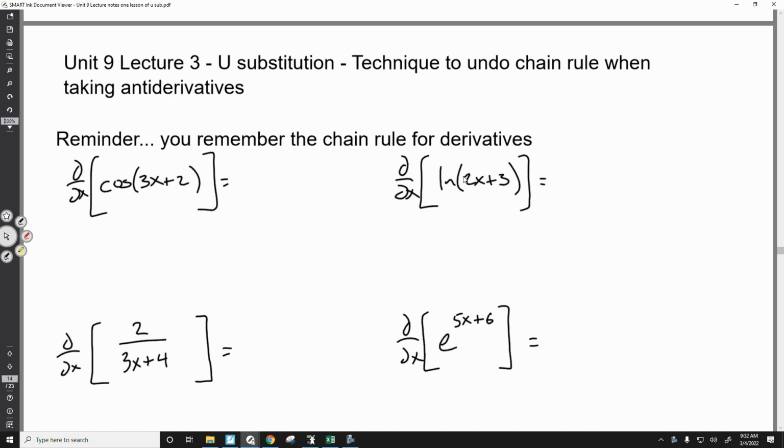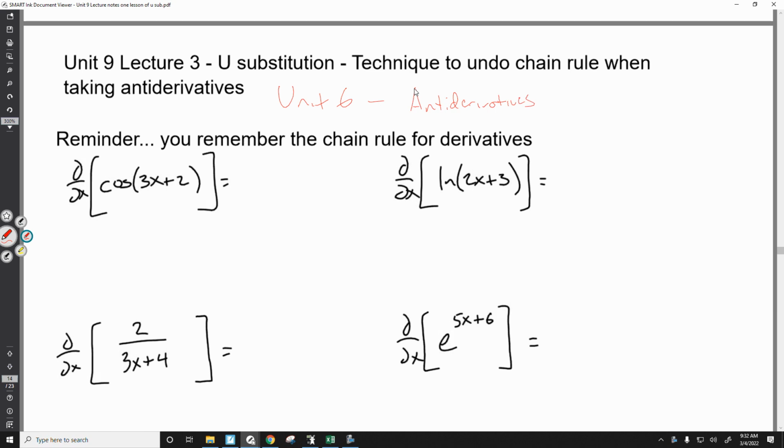I taught this over 2 days. In reality, it's only worth 1 day. This is a lesson that could have been tied on to Unit 6. You guys remember what Unit 6 was all about? The first unit we did in the second semester: antiderivatives. Since the second semester started, that's when we've done the antiderivative.